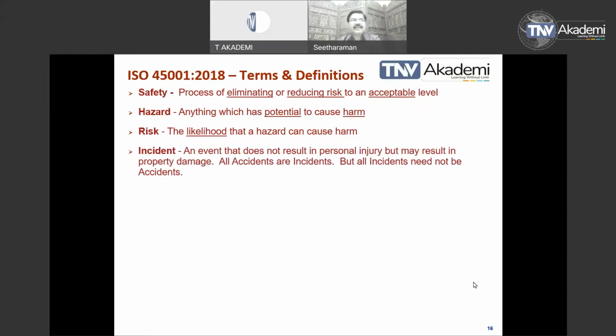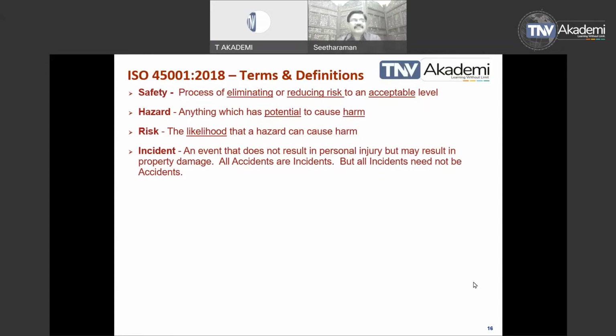Incident: an event that does not result in personal injury but may result in property damage. That's what ISO 45000 calls an incident. Incident means nothing has happened to anybody, but some property damage may be there or may not be there. Like suddenly a fan falling from the ceiling, it just fell on the floor and nothing happened to anybody. Luckily, nobody was under it. So it is an incident. Maybe the fan may be damaged or may not be damaged. It can be fit back again. But if somebody is slightly injured in the process, then it's an accident.